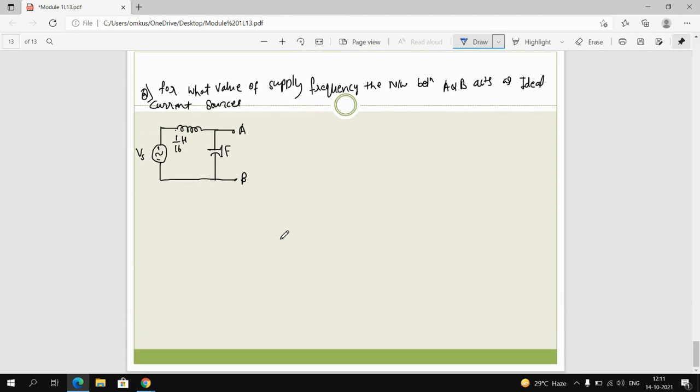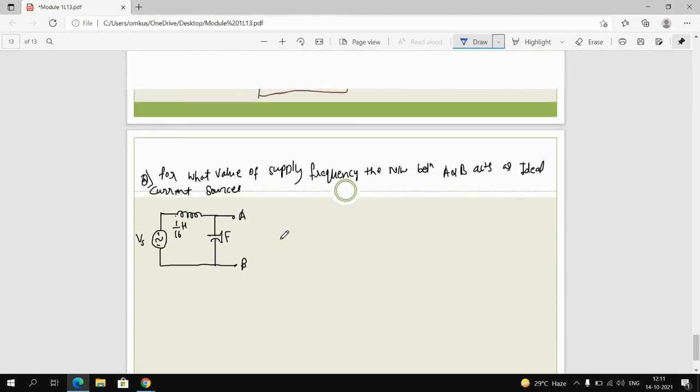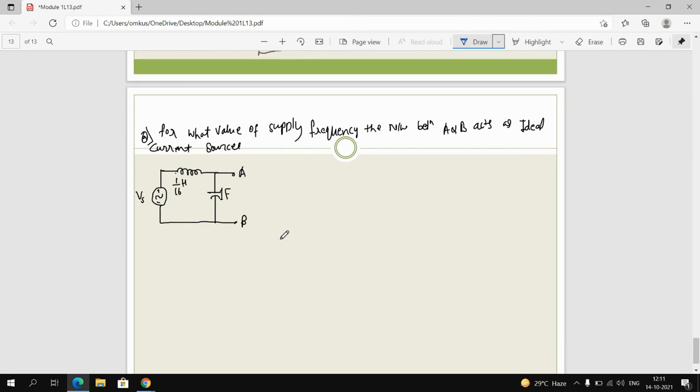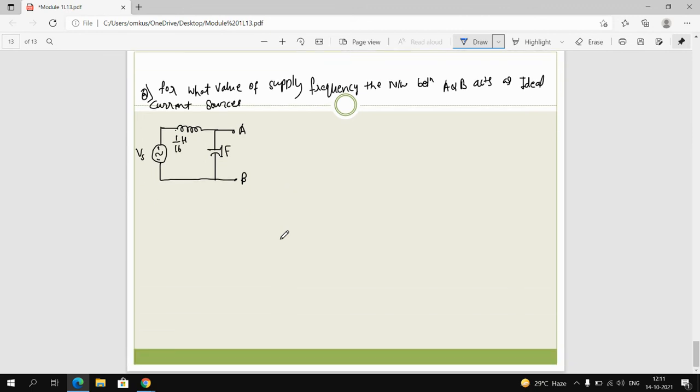Now, try to solve this problem. For what value of supply frequency does the circuit given below, between terminals A and B, act as an ideal current source? Now try to solve this problem. Does anyone have any doubt till now? Tell me. Try to solve this problem.